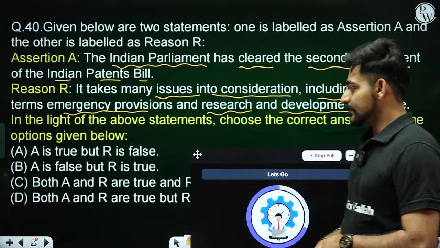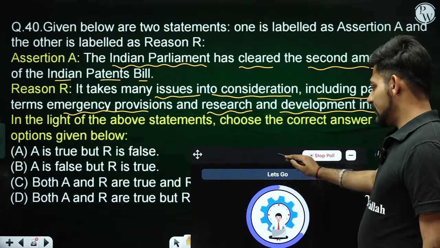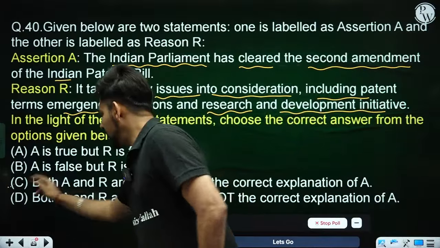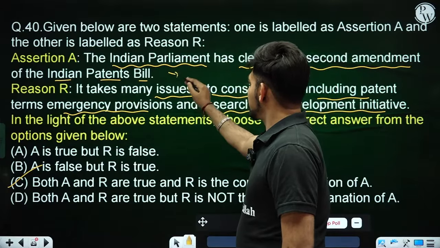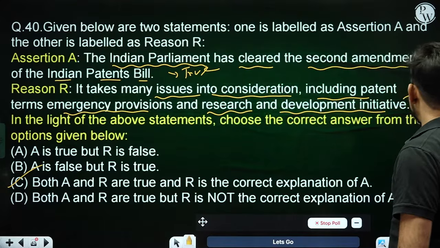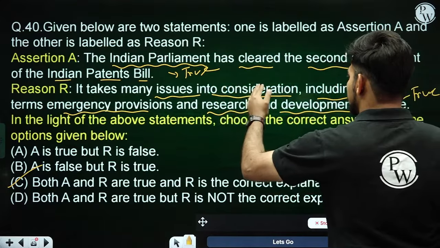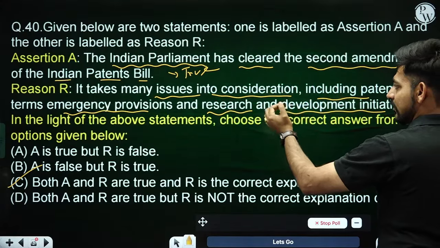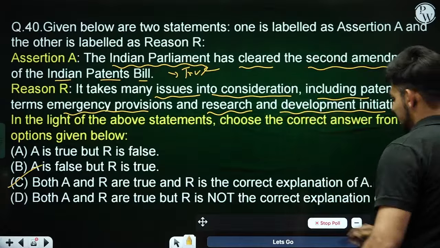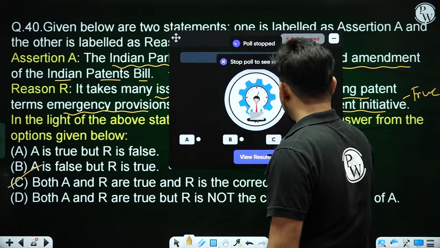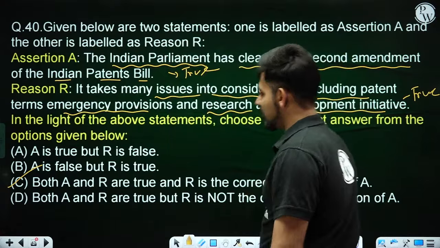Ayush is saying C. Okay, so let me check. Assertion is absolutely true. Reason, that's also true. The Indian Parliament has cleared the second amendment of Indian Patent Bill because it takes many issues into consideration. Yes, option C is our correct one.